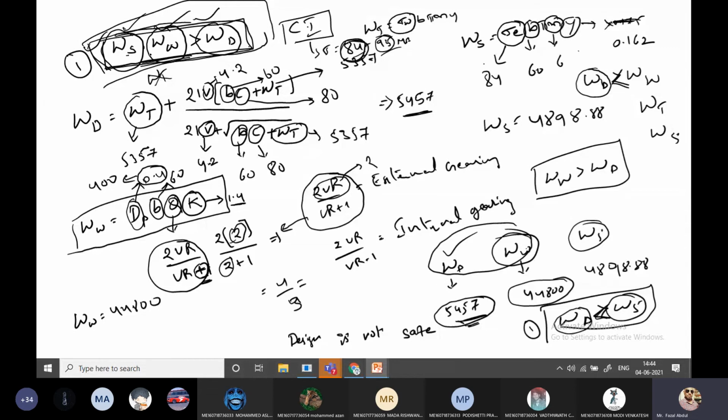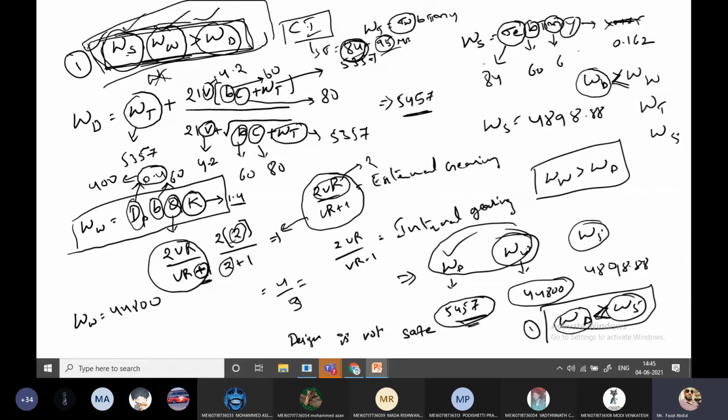Now see here, we calculated all of these separately. WD we calculated separately, wear load we calculated separately, static load we calculated separately. Now I am comparing here. See the comparison. WD, how much did I get? 5457. Wear load, I got this much, 44800. Static load, I got 4898.88.